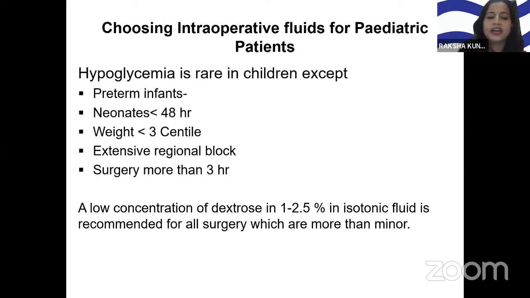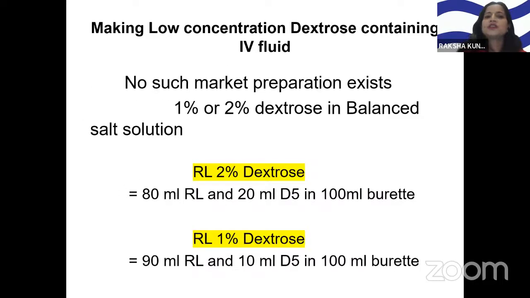I will choose, according to the guidelines, a low concentration of dextrose, 1 to 2.5%, in isotonic fluid. And it is recommended in all surgeries which are more than minor. The question is, there is no market preparation which provides 1% or 2% dextrose in balanced salt solution. So what I do is make a 2% dextrose RL drip. My process is to mix 80 ml of Ringer lactate with 20 ml of D5 in a 100 ml burette. And if I want to make it 1%, I will use 90 ml of Ringer lactate and 10 ml of D5 in a 100 ml burette.